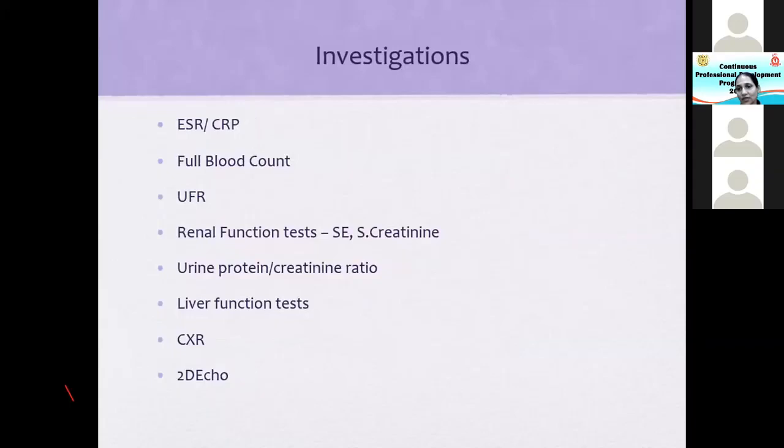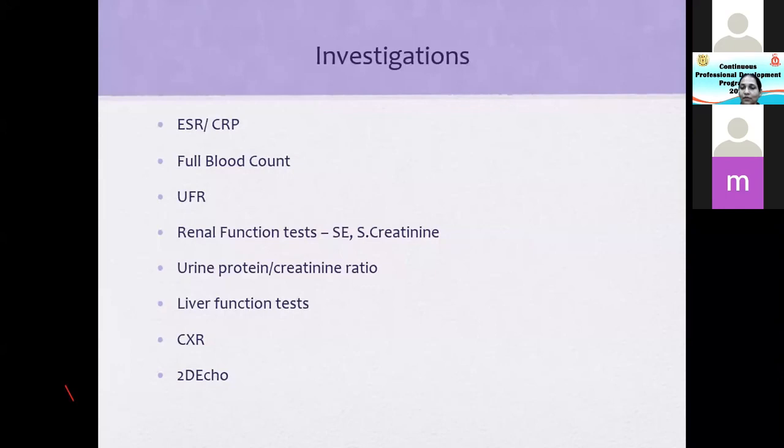Investigations, I'm not going to go into detail, but there'll be changes in the investigations as well. Usually in SLE, the ESR is elevated, and the usual is for the CRP to remain normal. If you have high CRP in SLE, then you have to consider either the presence of concomitant infection or the presence of serositis. Serositis is the inflammation of the serous membranes, that is either the pericardium or the pleura. In the presence of serositis, you can have elevated CRP.